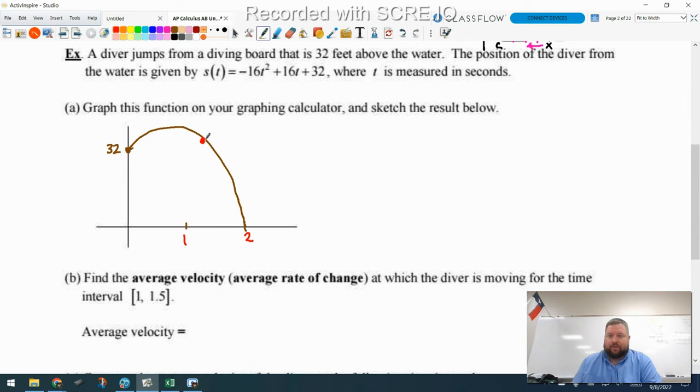It's actually exactly 32. I remember this from before, so I'm going to draw it a little bigger just so it looks like it's 32. I didn't draw my parabola very well, apparently. All right, you can solve this one by hand.